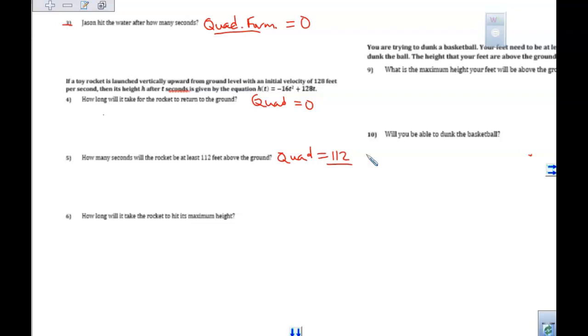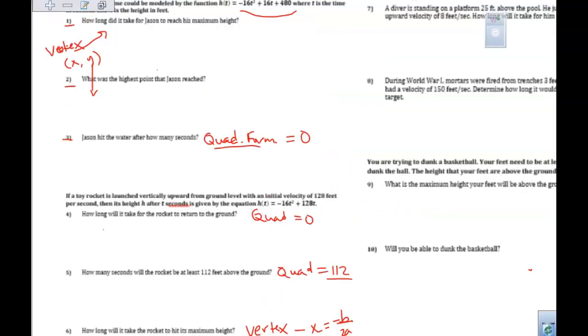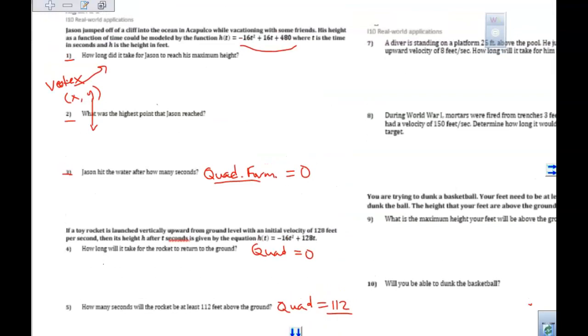And then let's see, question number 6, you're looking for when's the maximum height. Again, here you're talking about your vertex. So how long? That's your x of your vertex. That's the negative b over 2a that we are looking at. So looking at those first ones, number 7, again, quadratic formula. Number 8, quadratic formula. Number 9, you're trying to find the maximum height. That's going to be your x of the vertex, that negative b over 2a.